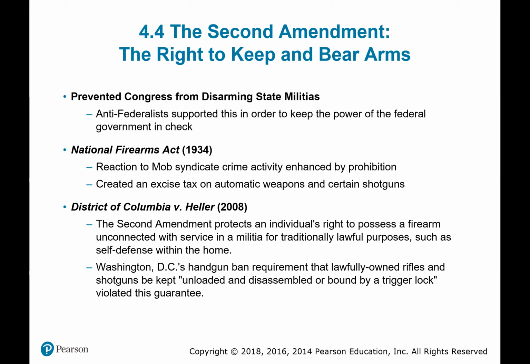District of Columbia v. Heller, we discussed briefly, says the Second Amendment protects an individual's right to possess a firearm unconnected with service to a militia, for the state, and for traditionally lawful purposes such as self-defense, hunting, etc. In DC, you see the case there, and that was a handgun ban that was ruled unconstitutional, as well as shotguns to be kept unloaded and disassembled or bound by a trigger lock. These violated, and so they had to go back and make sure that they were following the interpretation in Heller.